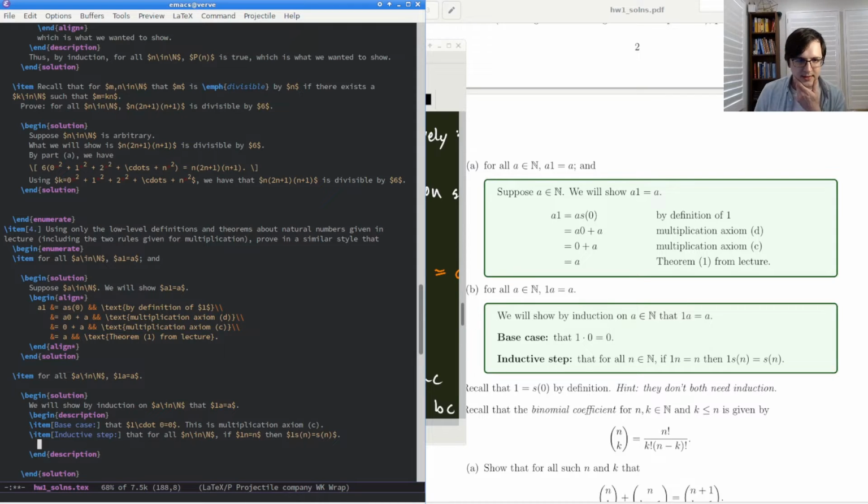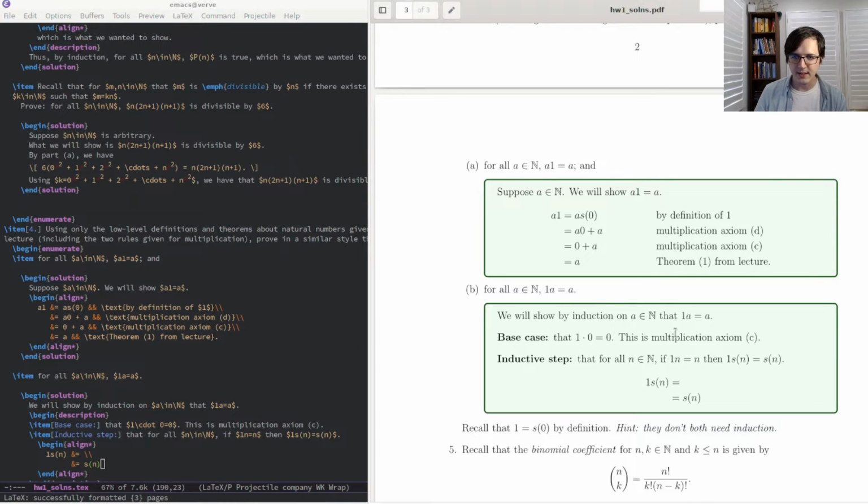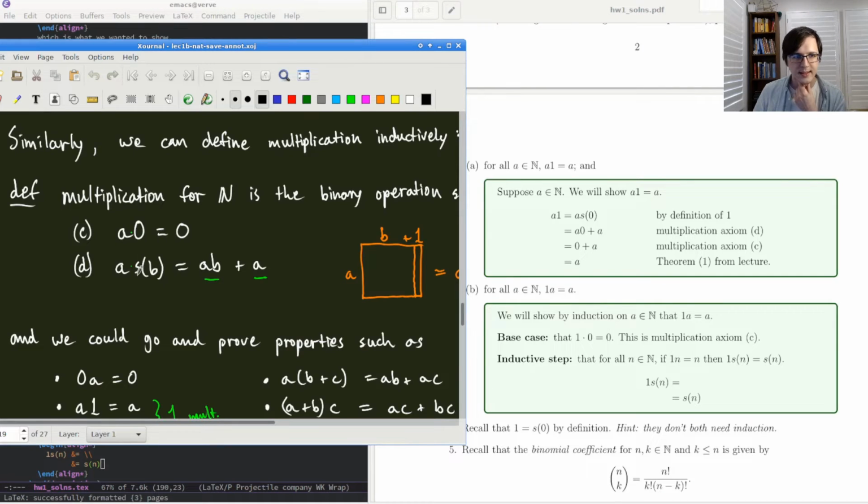Inductive step. I think we can pull this off in just some equational reasoning. So we want to show that 1 times successor of n is stuff, and then eventually get S of n. Okay, that's what we want to show. We still have to fill in the details. So let's take a look at the definition again. So 1 times successor of n is what we have, and so that should be 1 times n plus 1.